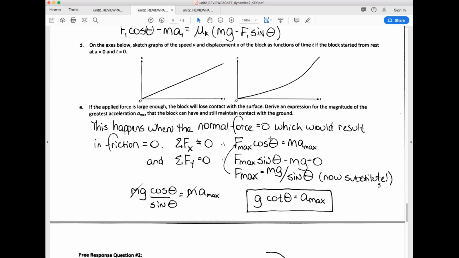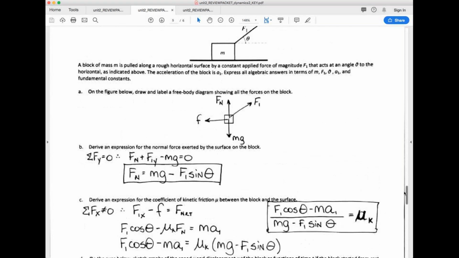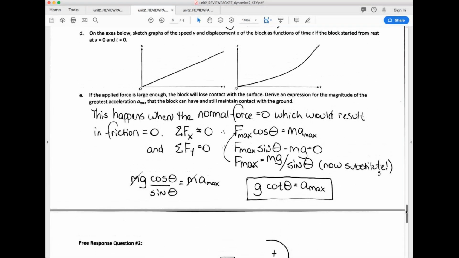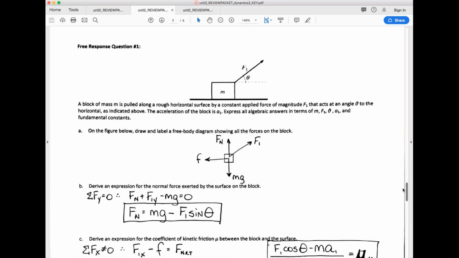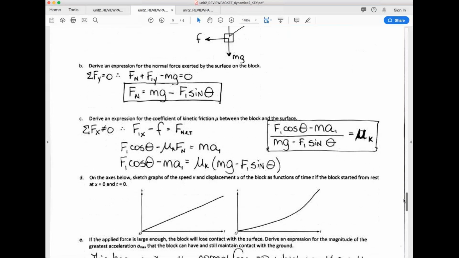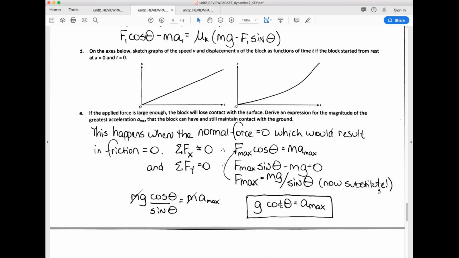So F max cosine theta is the x component of F1, and we're going to subtract from it. Wait a second, let's take a look at theta. Yeah, so cosine is the x component of F1. So the sum of the forces in the x direction here is not equal to 0. And so we're saying F max cosine theta is equal to m a max.